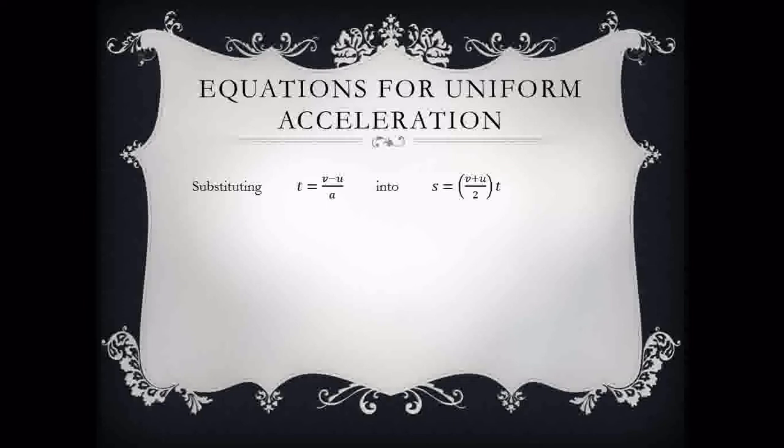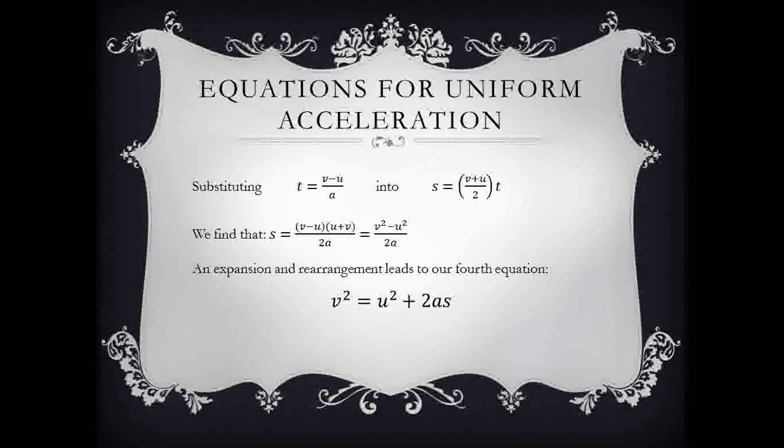If I substitute t equals v minus u divided by a into s equals v plus u over 2 times t, I find that s equals v minus u times u plus v divided by 2a. An expansion of the bracketed terms gives us v squared minus u squared all divided by 2a equal to s. A rearrangement of this gives our final equation, v squared equals u squared plus 2as.